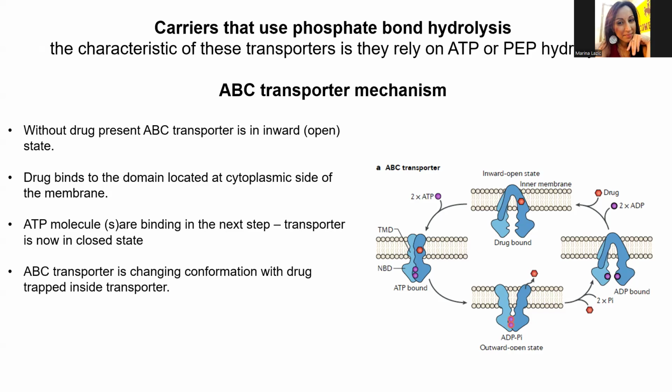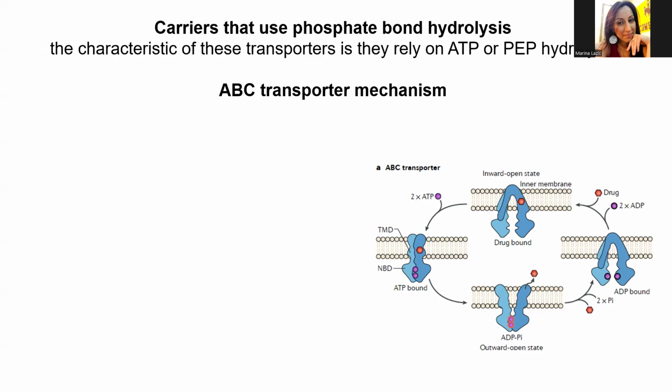The drug is tightly interacting inside of the transporter, and ATP is already bound. So you have to have drug bound and you have to have ATP bound, and you have to be tight. Without ATP, the drug cannot be exported. So once the drug is there, tightly bound, then the ATP hydrolytic component of the transporter will hydrolyze ATP to ADP and Pi, and the drug will be released to the periplasmic side of the membrane.